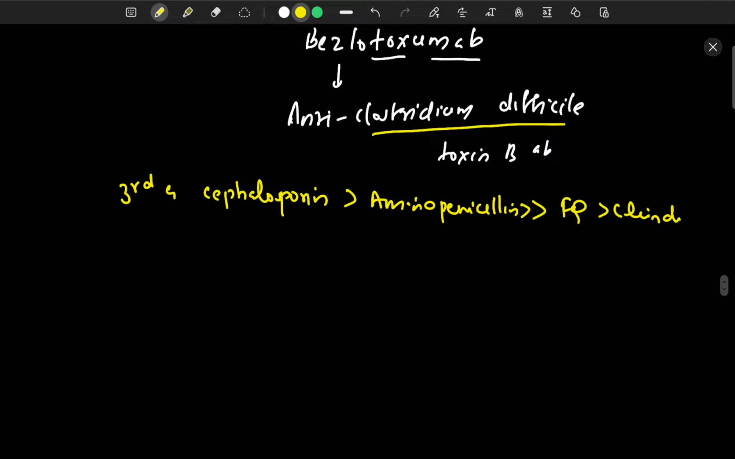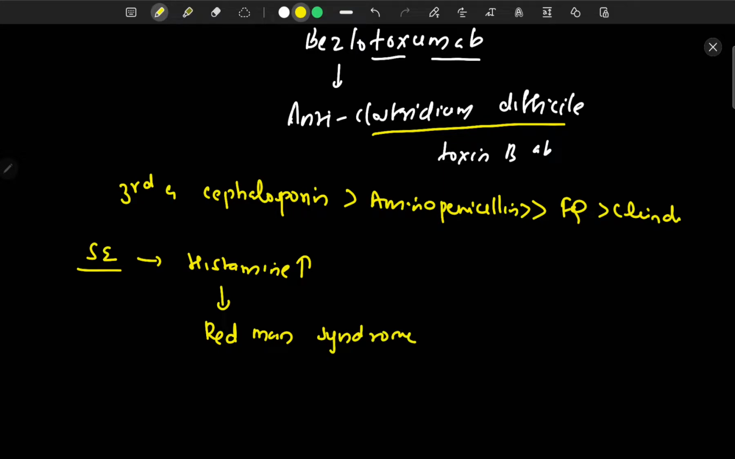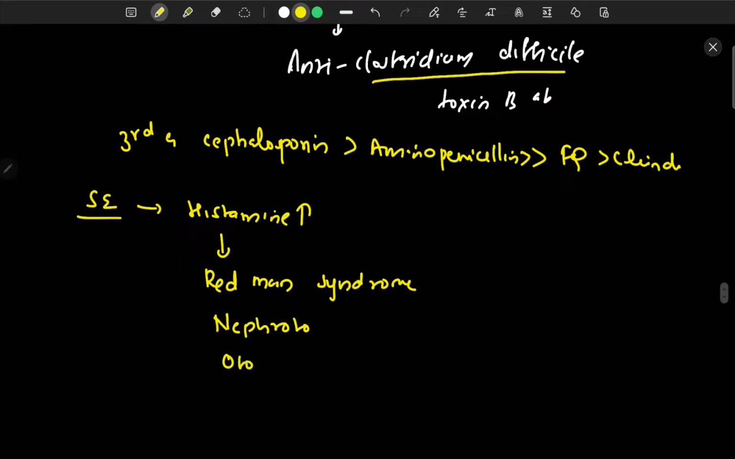Now what are the side effects of vancomycin? There is an increase in the level of histamine. Due to the increase in histamine, there is flushing of blood and appearance of redness. This is called Redman syndrome. Then vancomycin is nephrotoxic as well as ototoxic.